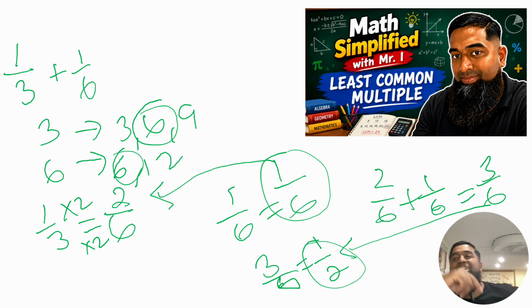So if you had watched the greatest common factor video, you would have known that already. But if you didn't, check the previous video out to learn that one. And that's how you do least common multiple.